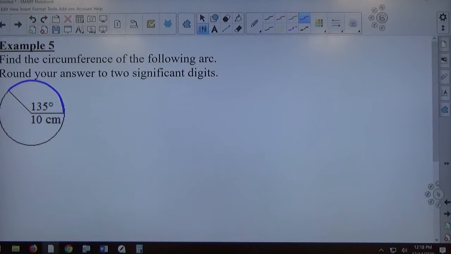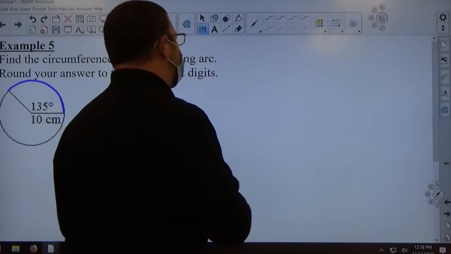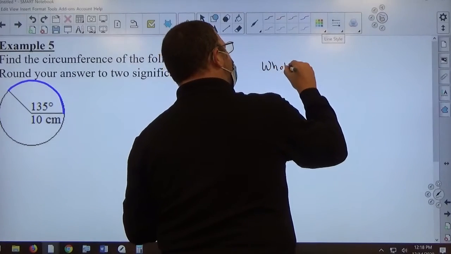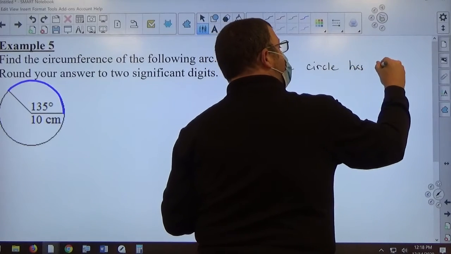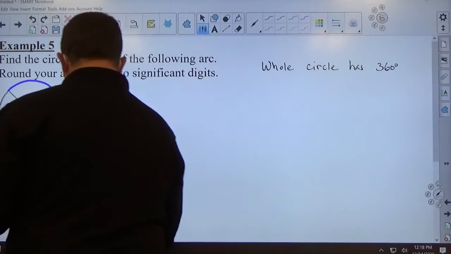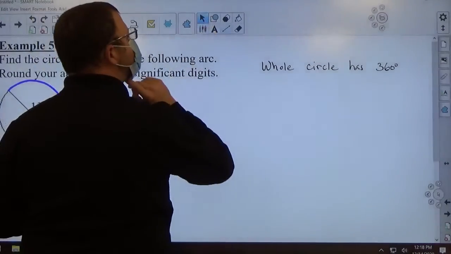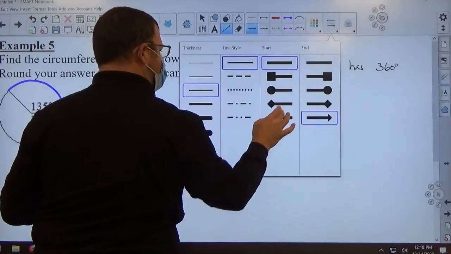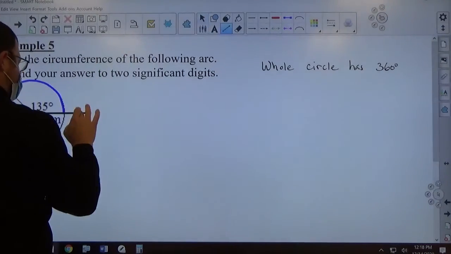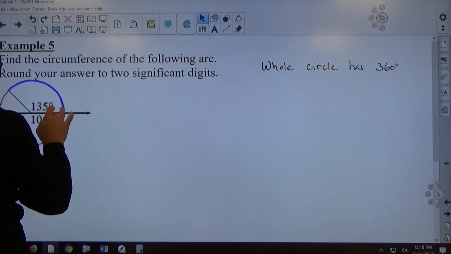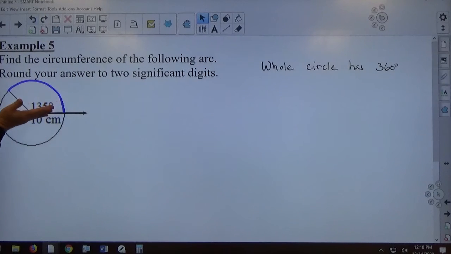An arc is a portion of the circle's circumference, but it's not the whole circumference. Okay. Can anybody tell me how many degrees there are in a whole circle? 360. Whole circle has 360, right? Why 360? I'll tell you why. So if I chop a circle in half, if I go right here and chop it in half, how many degrees in the line? 180, right? 180 line. So 180 above and 180 below makes 360 altogether.